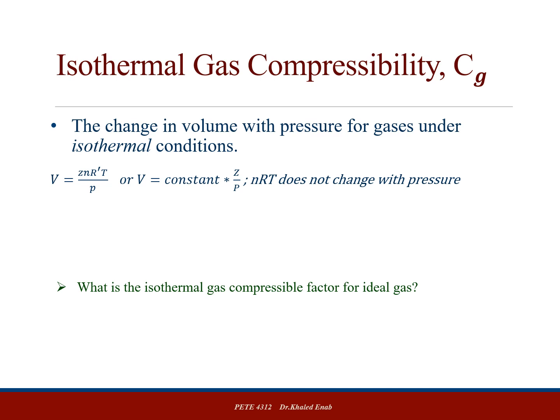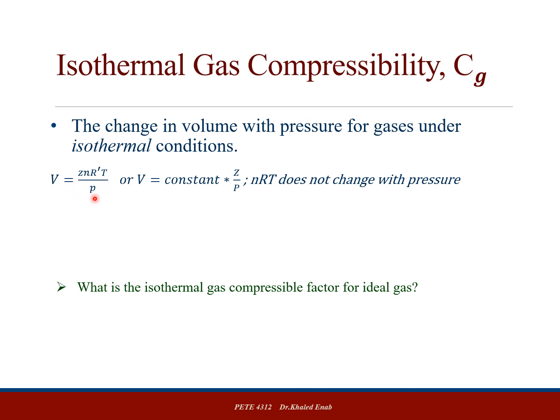isothermal gas compressibility. We talked about the isothermal compressibility when we were discussing the rock properties, and we discussed it as it measures the change in volume that happened because of the depletion, or the drop of pressure during the production. It affected the pore volume and it will also affect the gas compressibility. So the change in volume with pressure for gases under isothermal condition, which is in the reservoir, V equals Z nRT over P.